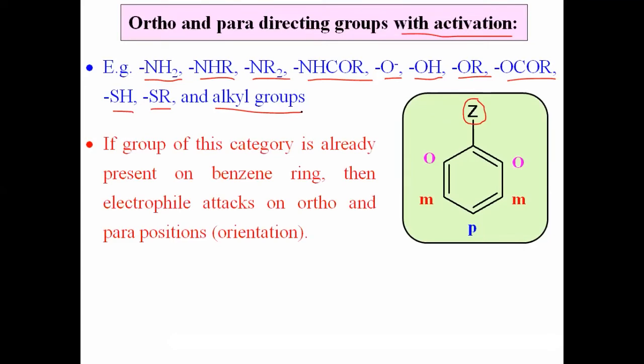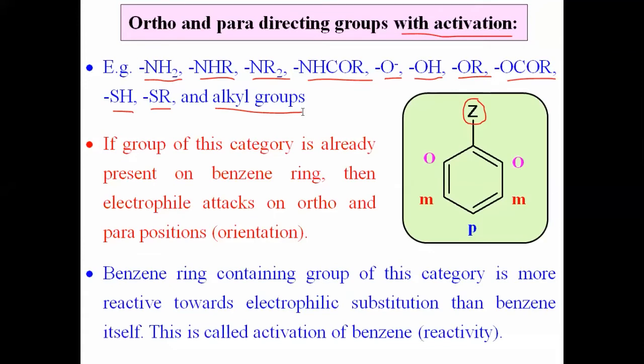Okay, it means that if those groups are already present on the benzene ring, then the electrophile attacks at the ortho and para positions. Then what about the reactivity? A benzene ring containing groups of this category is more reactive towards electrophilic substitution than benzene itself. This is called activation. म्हणून मी हेडिंग मध्ये काय दिलेलं आहे? Ortho and para directing group with activation. This is the first category of substituents.